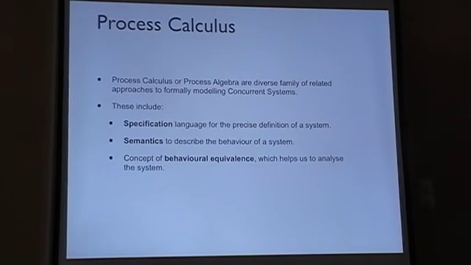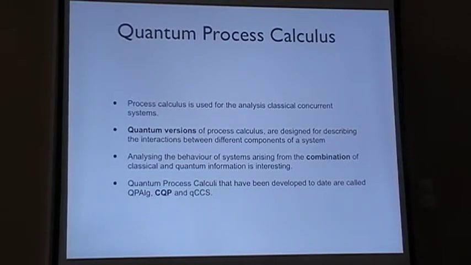So, process calculus is a diverse family of related approaches which is used for formally modeling classical concurrent systems. Process calculus includes a specification, which is a language for the precise definition of a system, and we have the semantics to describe the behavior of a system, and then we have the concept of behavioral equivalence, which helps us to analyze the system. Process calculus has been a very successful approach in formally modeling classical systems.